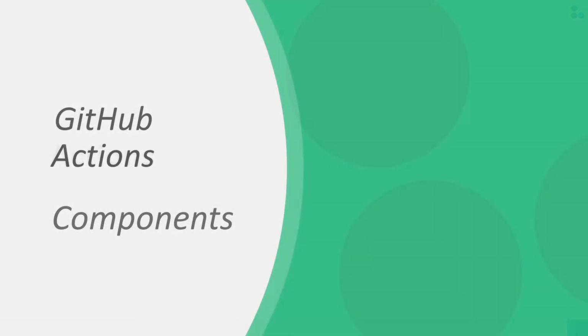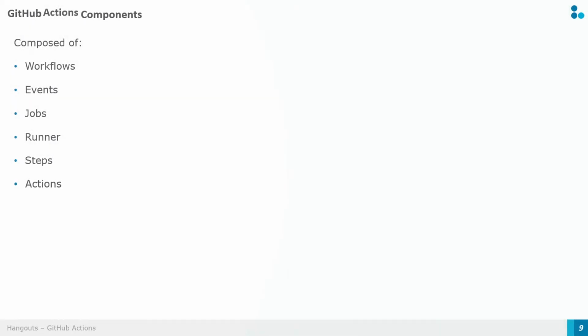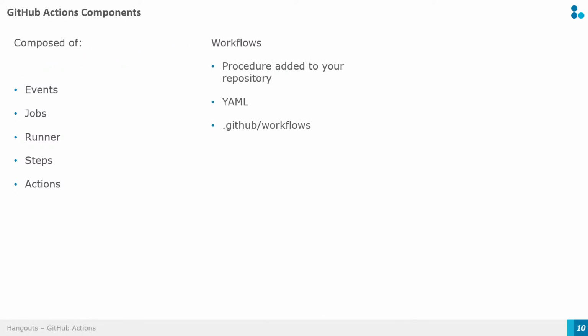Now let's go to the components that make an action. So basically, an action is composed of workflows, events, jobs, a runner, the steps and the actions. So first of all is the workflow. So the workflow is the procedure, the recipe that you are adding to your GitHub repository. It's written in YAML language, and it has a very specific folder that you need to add to your repo. That's .github/workflows.